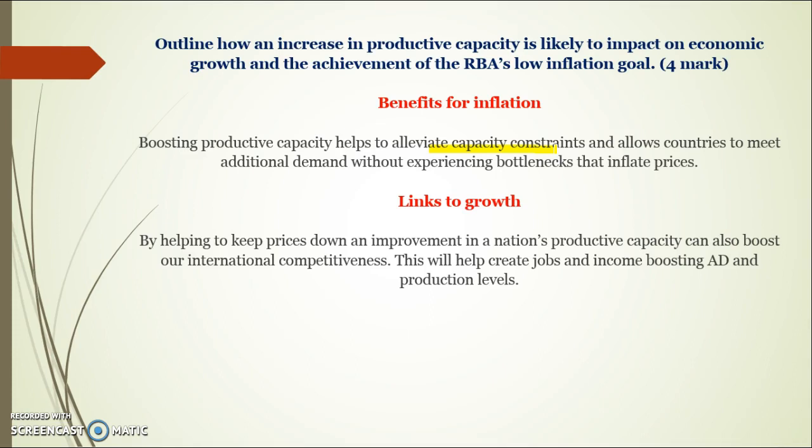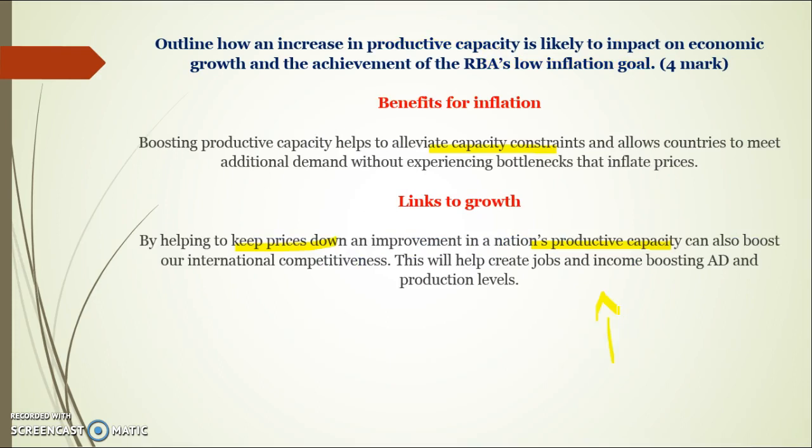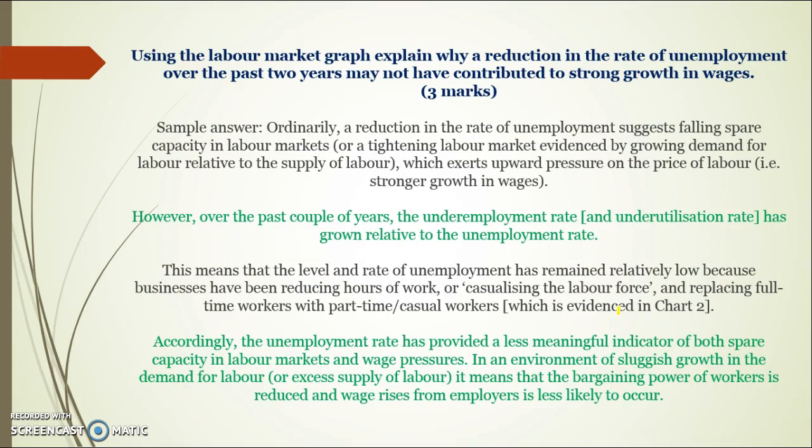And then by keeping prices low, as I said, I really like international competitiveness. Everything gets linked to that pretty much if it's a supply side factor. By keeping prices low, we're able to boost our international competitiveness, and that creates jobs and creates demand in the economy, which will increase production levels as well. So back to the start: define the goal, explain productive capacity, ways to boost productive capacity, benefits for inflation because supply can meet demand, links to growth because we've got lower prices and increased competitiveness.